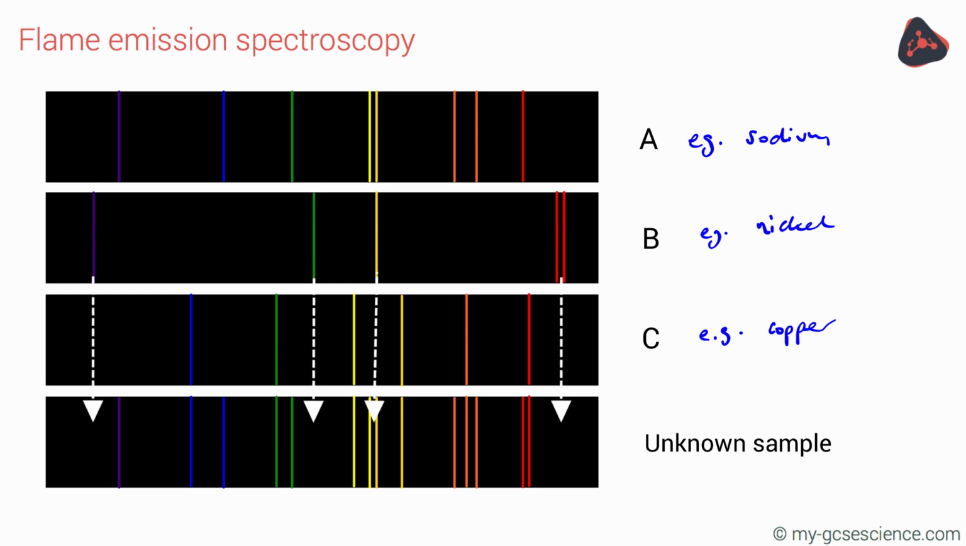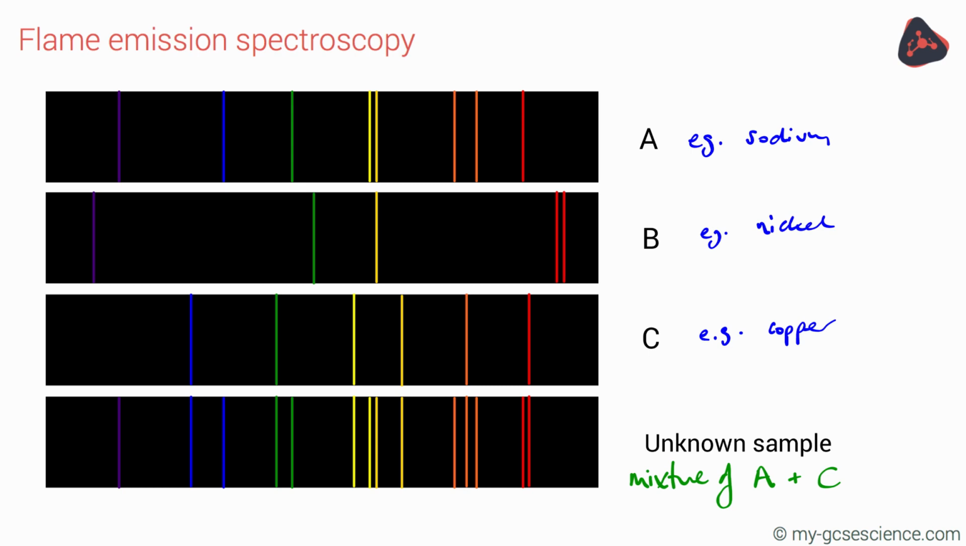The sample doesn't contain any of the lines from B, but again when you compare C against the sample, all the lines in C are also present in the unknown sample, and this tells us that the sample contains a mixture of A and C, in this example sodium and copper. And this is how you'd use some results from a flame emission spectroscope to identify unknown compounds.